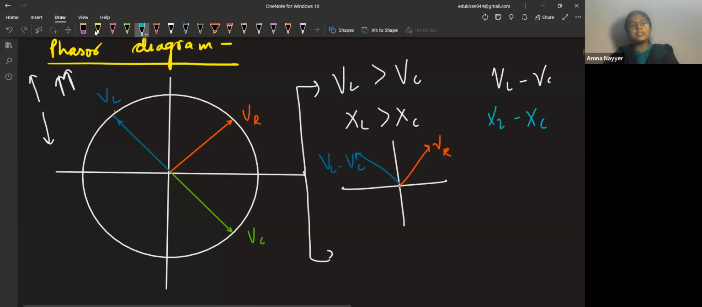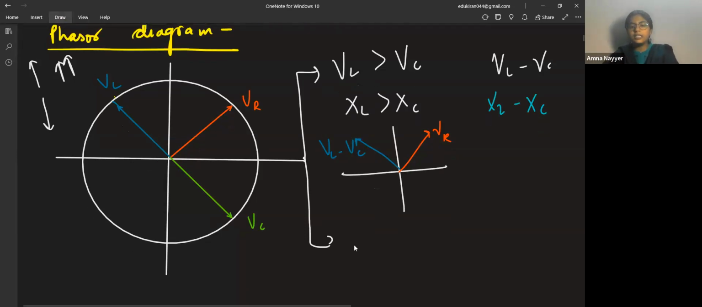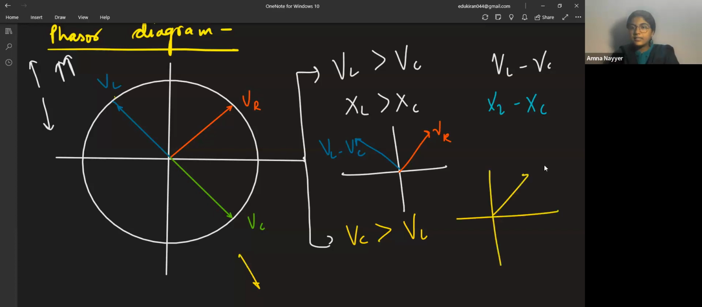But let's reverse this. If you say VC is greater than VL, it means the resultant is downwards. This is VR and here this is VC minus VL. You will write VC minus VL, that is XC minus XL.